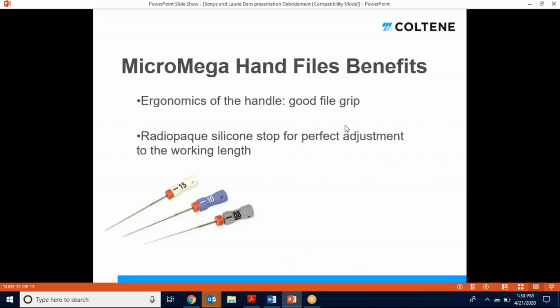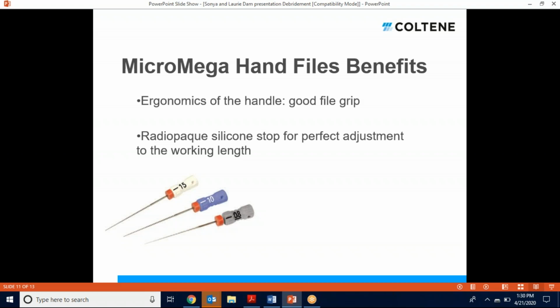So obviously we're going to be properly trained on these hand files before we get out there in the field and talk about them. But just a couple of things from their website are the ergonomics of a hand file. It's a really good file grip. We all know that everything in dental is extremely tactile for these dentists, so having a good hand grip on the file is great news.